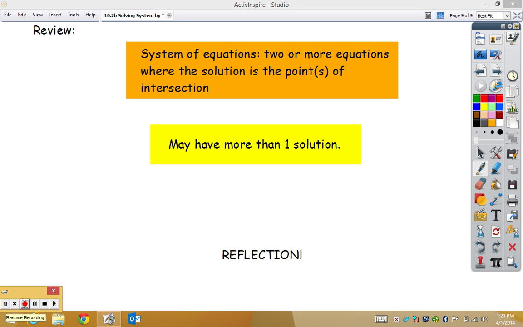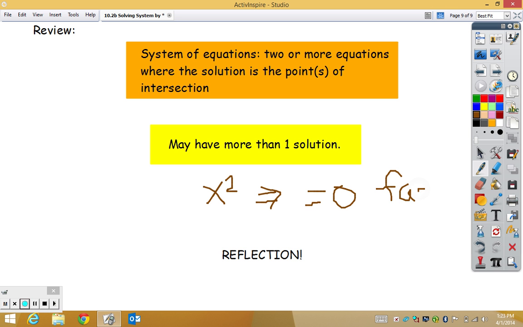So to review, these systems of equations are two or more equations where solutions are points of intersection, and we may have more than one solution. And the key is if you have x squared, think you need to have it equal 0 and then factor. That's going to be the tricky part. And then you may have 2 solutions.